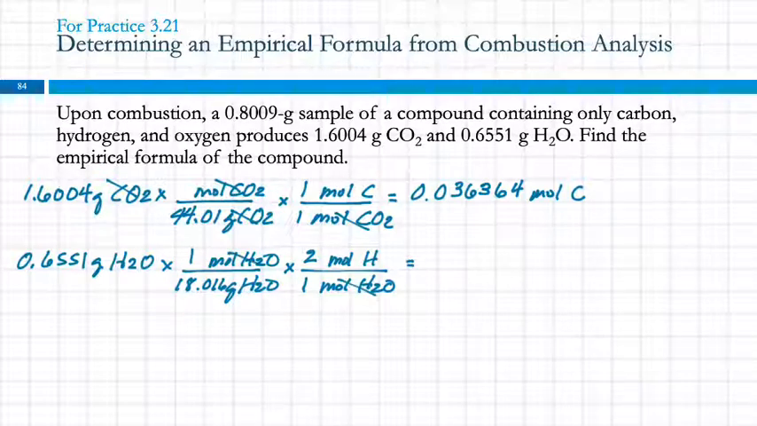So those cancel, and those cancel. 0.6551 divided by 18.016 times 2. So this is giving me 0.07272 moles of hydrogen.